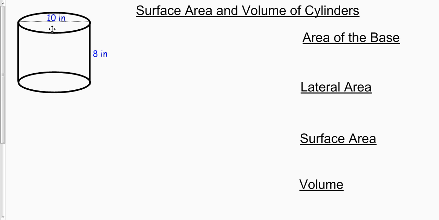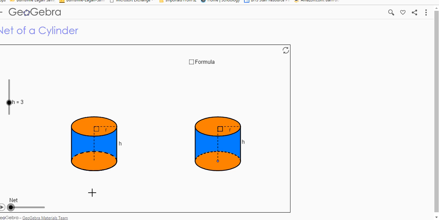If you look up here, we have a top to this cylinder. Down here, we have a bottom, and then we have the sides of the cylinder. If you think of a soda can, you've got the top and bottom, and then the metal part wrapping around. So let's take a peek at a net of the cylinder when we unfold it. This is on GeoGebra. I just Googled net of a cylinder, GeoGebra, and you can play with this if you want.